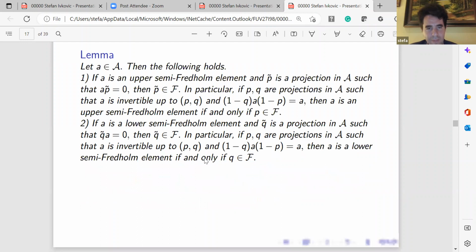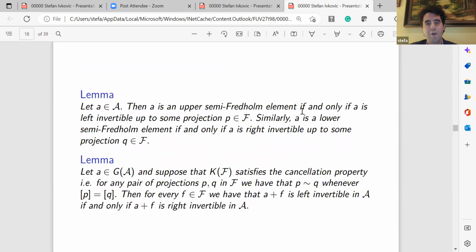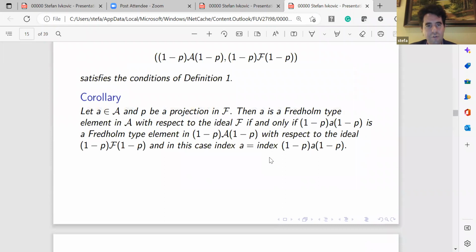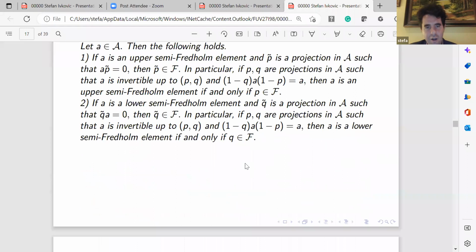And also another description is that A is an upper semi-Fredholm element if and only if A is left invertible up to some finite projection P. And similarly, A is a lower semi-Fredholm element if and only if A is right invertible up to some finite projection Q in F. The implication in one direction in this lemma is obtained thanks to this technical corollary, which I was reading here. So when I read these technical results, they have some purpose for the next results which come.